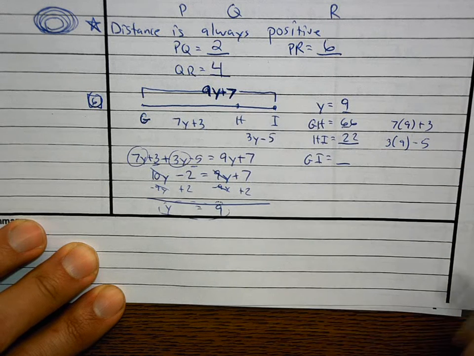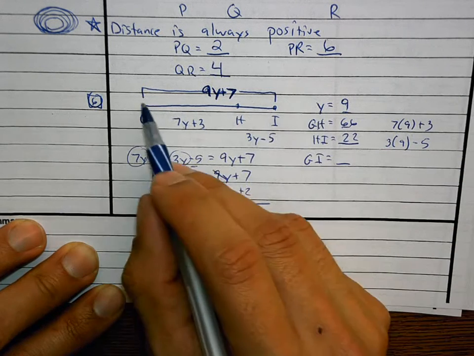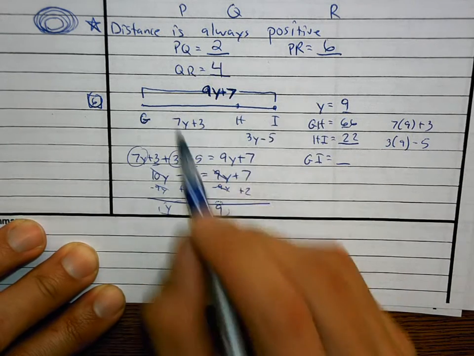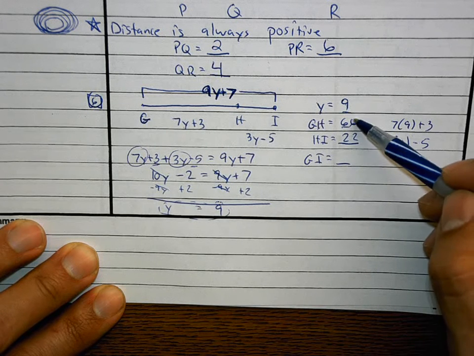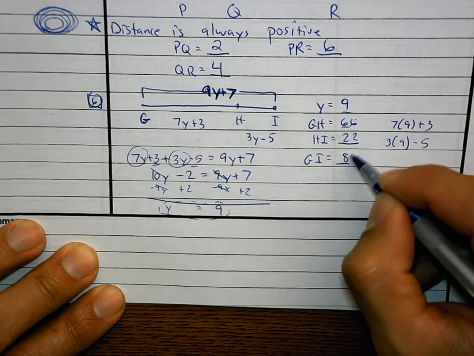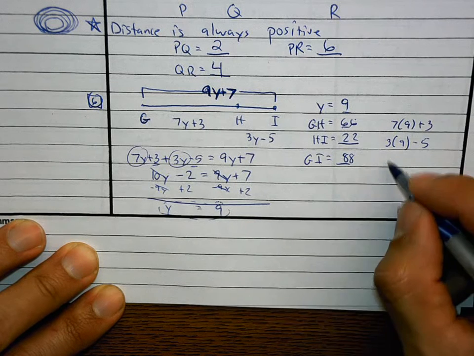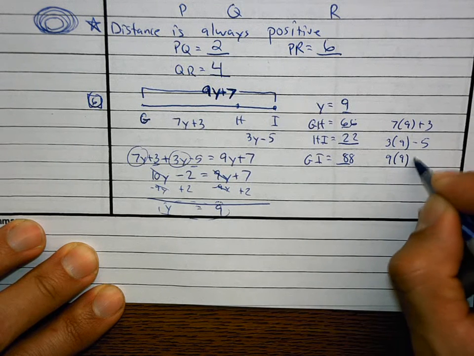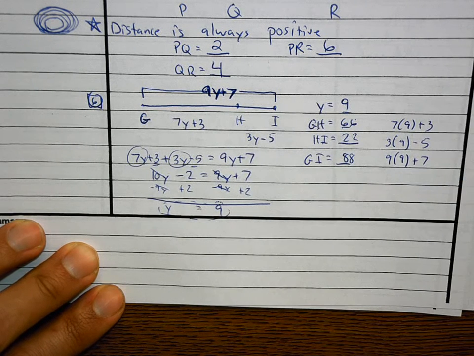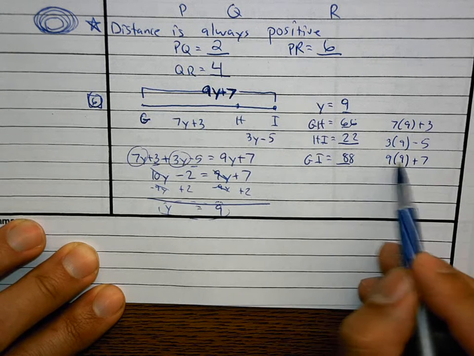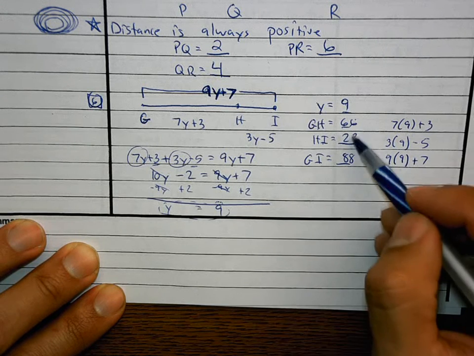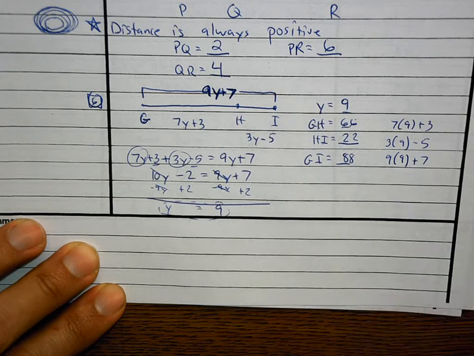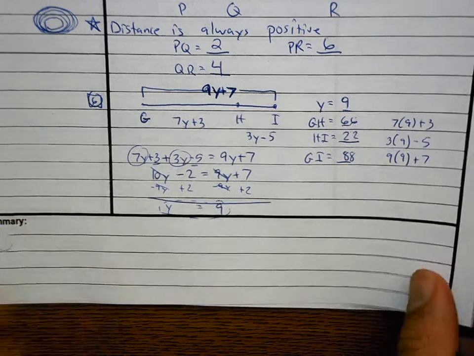22. And then GI is the full distance, right? And here's what I'm going to do. Let's put these two numbers together. What's 66 plus 22? 88. That should match 9 times 9 plus 7. Is that the same thing? You sure? Yes. 9 times 9 is 81 plus 7 is... It does work. We could add them this way or this way, should make the same number.